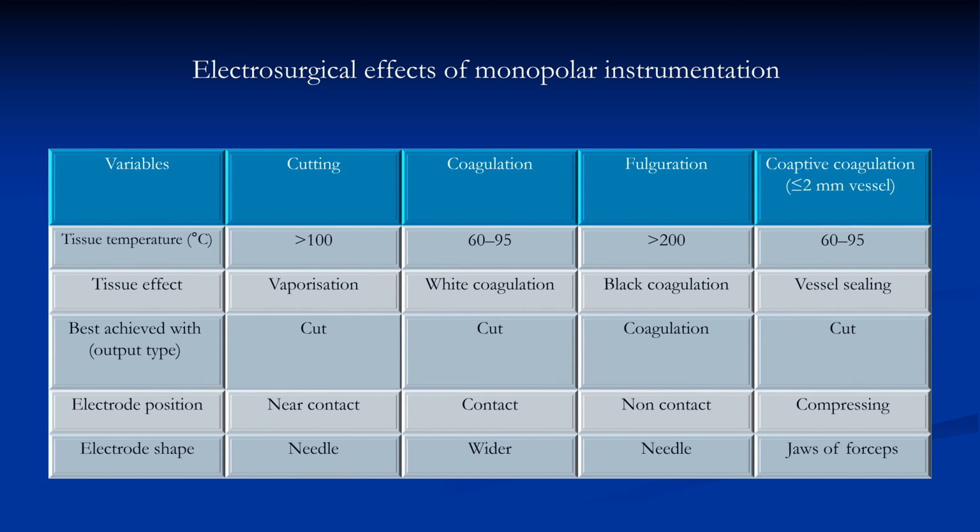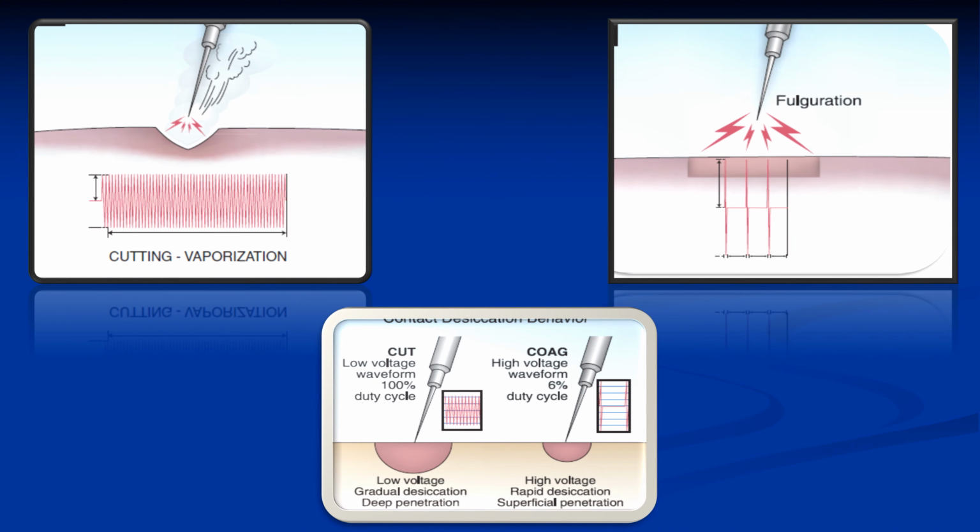Here I can summarize the electrosurgical effect of monopolar instruments. You are kindly requested to slow the motion of the video and have a detailed look at this. Again, vaporization uses low voltage continuous mode, non-contact between the instrument and the tissue, pure cut. Fulguration, interrupted high voltage mode, non-contact between the active electrode and the tissue, superficial coagulation suitable for oozing of blood vessels, or if the bleeding is less than 2 millimeters. More than 2 millimeters, non-effective.